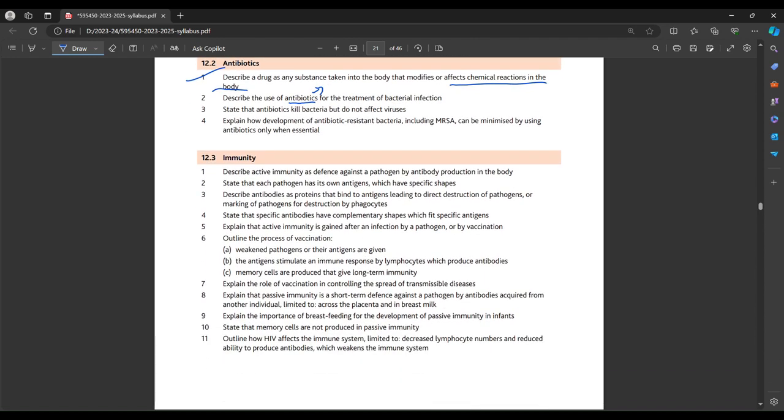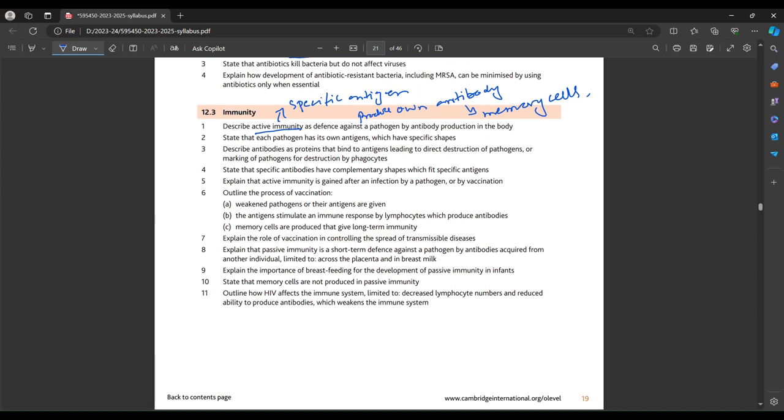ठीक है. अच्छा, active immunity is against a specific antigen, and the body produces its own antibody. So when the body produces antibody, then it will form what? Memory cells. ठीक है. जबकि passive immunity, what happens in passive immunity? Vaccination is a form of active immunity, because over here we provide attenuated pathogen. That means antigens. We are providing antigens.